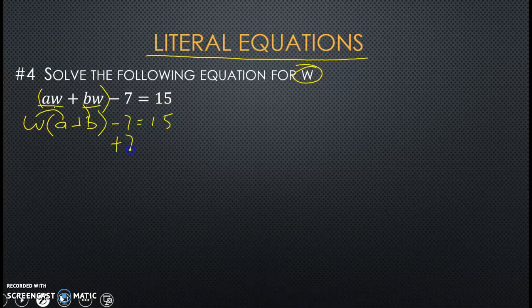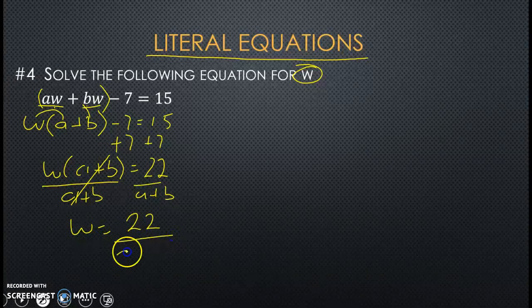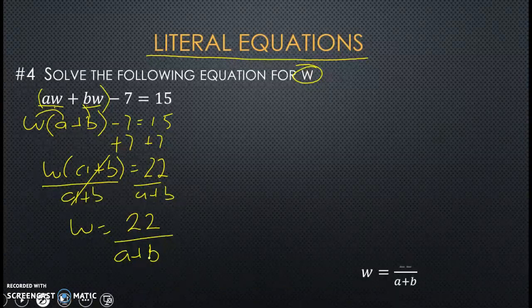So then I can add 7 to both sides. So I'm going to have W times A plus B equals 22. Well, then I want to get rid of the multiplying by A plus B, so I'm going to divide by A plus B. And if I divide both sides by A plus B, here these cancel. And W equals 22 over A plus B. Now here the solution to this problem is not really a number. It's not a numerical response. It's just another expression. But we have that W is equal to 22 over A plus B.